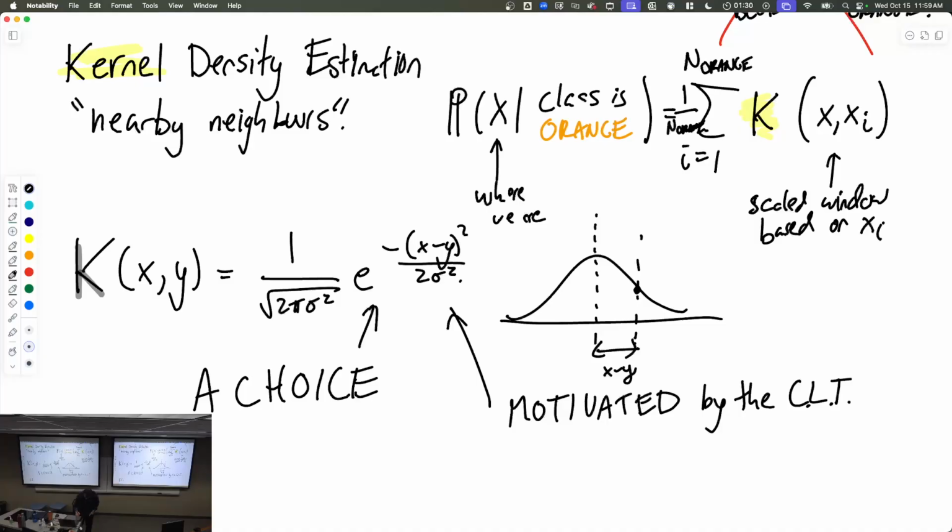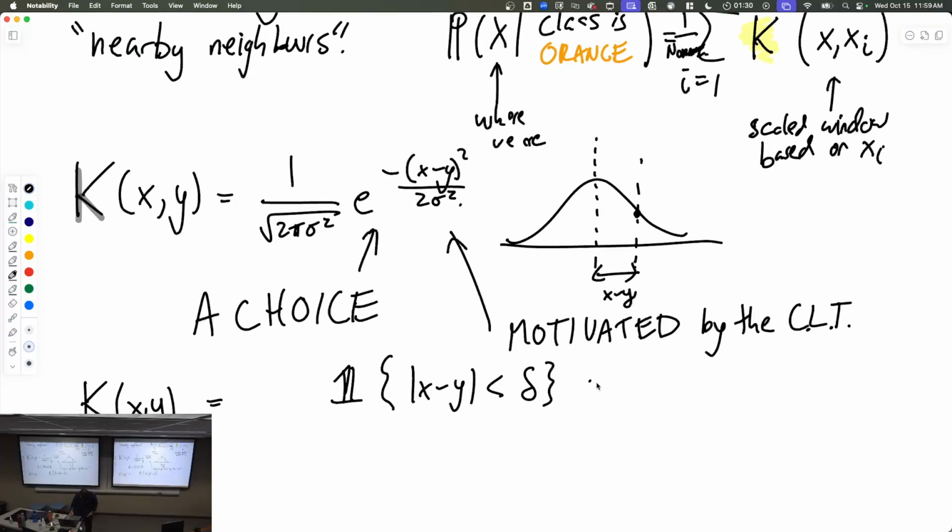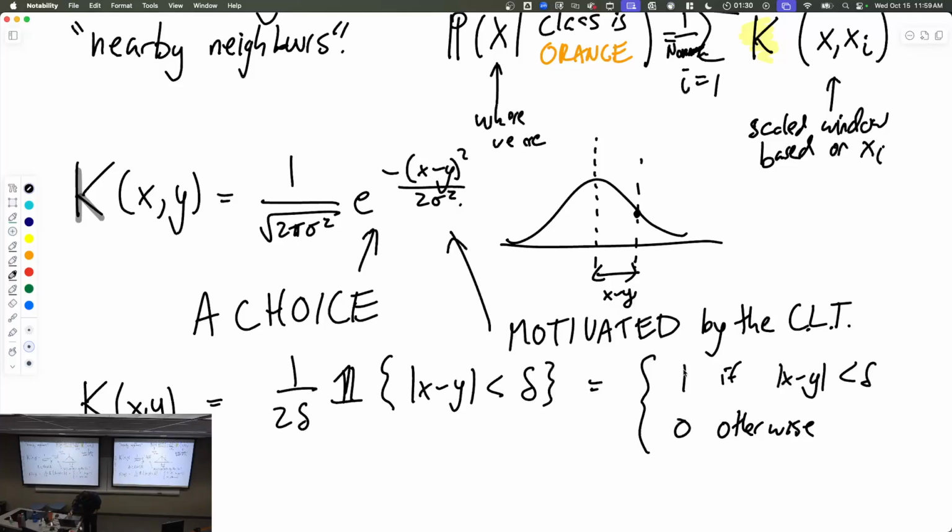Another choice people use is the top hat kernel, which says it is 1 if x minus y is less than some distance. I think we call that delta. And it is 0 otherwise. So this is 1 if x minus y is less than delta, and 0 otherwise. It's important that your kernel adds up to 1, so the integral of all the possible values under your kernel should add up to 1. To make this one add up to 1, I have to divide it by 2 delta, so it's 1 over 2 delta. So that's another choice. You could do that one.